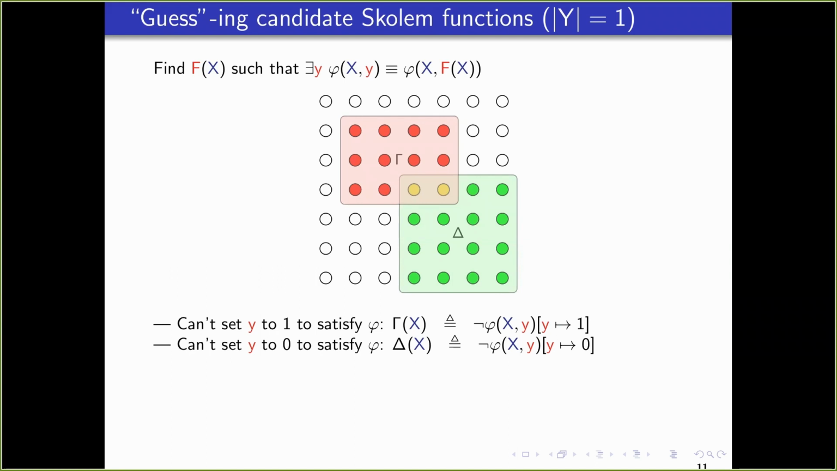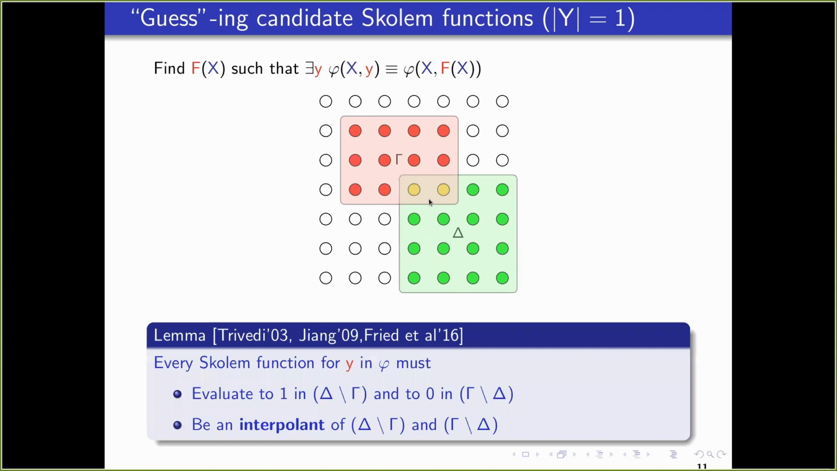So in general, this is the picture where for some values, I can't set y to 1. For some values, I can't set y to 0. There are some values where I can set it to either, and there are some values where I can set it to neither. And what we would like to do is understand what a Skolem function looks like in terms of these sets. It's not very hard to show that every Skolem function for y, in this single output variable case, must evaluate to 1 in the green part, because it can't be 0 here. So it must evaluate to 1 here.